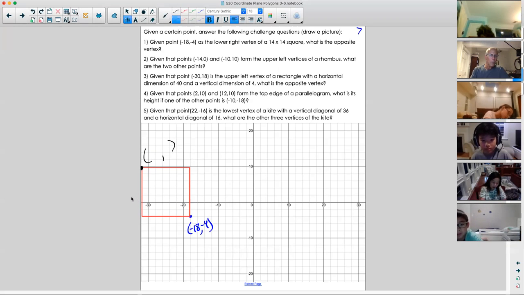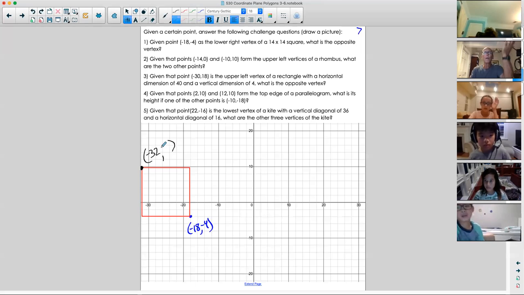What point? Well, you've got to be paying attention. We drew -18, -4. We drew a 14 by 14 square, and we're looking for the coordinates of that opposite point. Minus, like -31. Well, it wouldn't be -31 because every square is 2 units. So it's -32 up. 10. Exactly. Now, let's go to the next challenge.